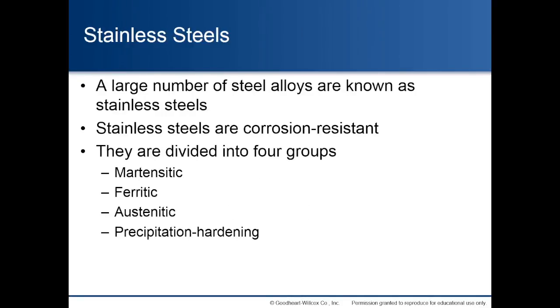Stainless steels. A large number of steel alloys are known as stainless steels. Stainless steels are corrosion resistant. They are divided into four groups: Martensitic, Ferritic, Austenitic, and precipitation hardening.